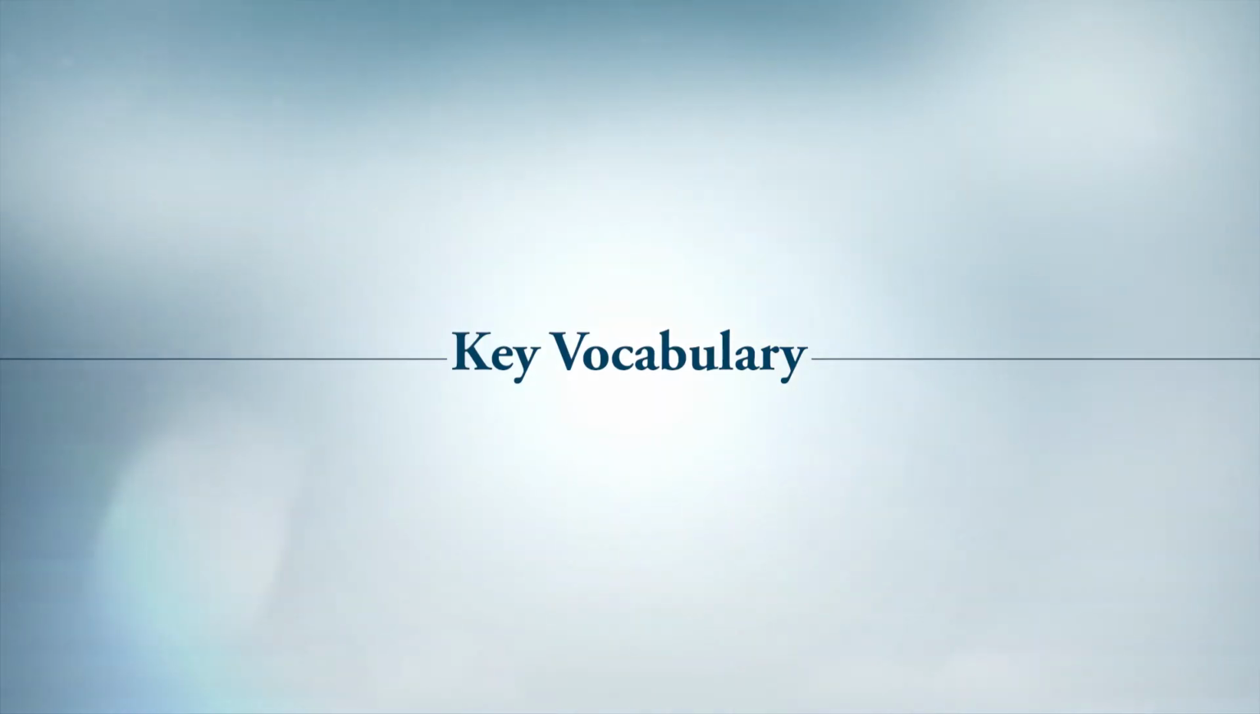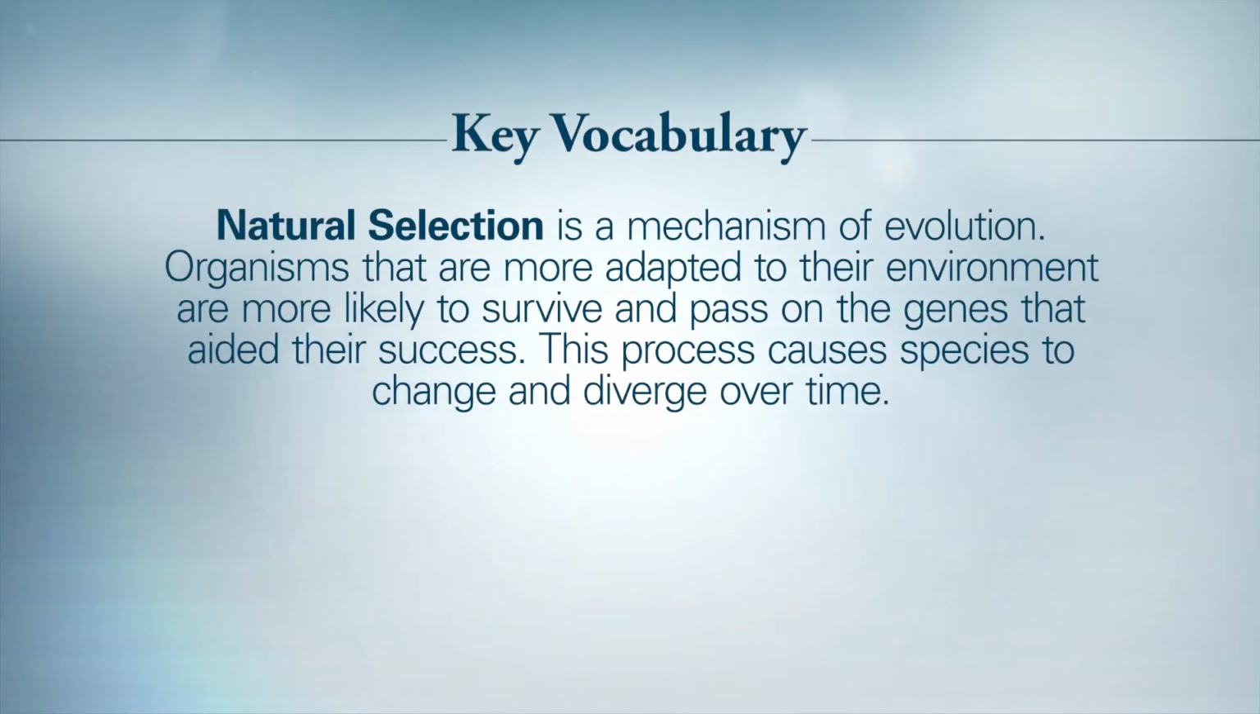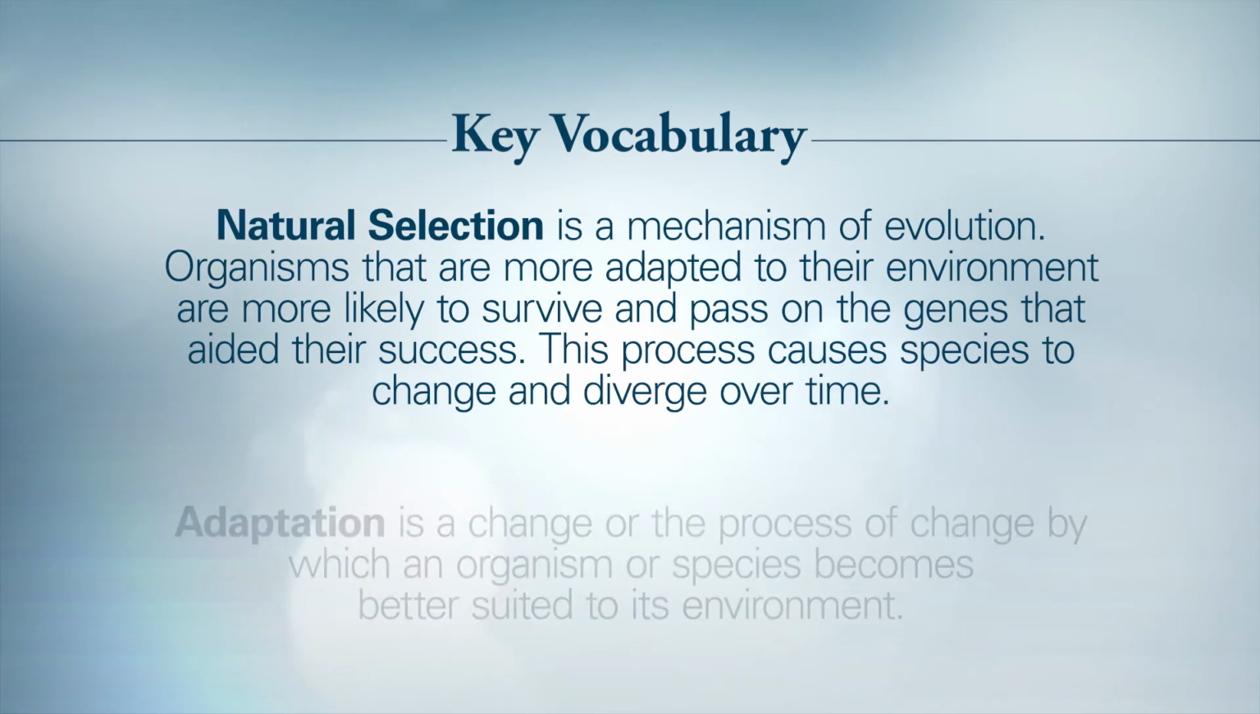Before we begin our activity, let's review some key vocabulary that will help you successfully guide your children through this lesson. As I mentioned earlier, the big idea for this lesson involves natural selection and adaptations. Natural selection is a mechanism of evolution. Organisms that are more adapted to their environment are more likely to survive and pass on the genes that aided their success. This process causes species to change and diverge over time.